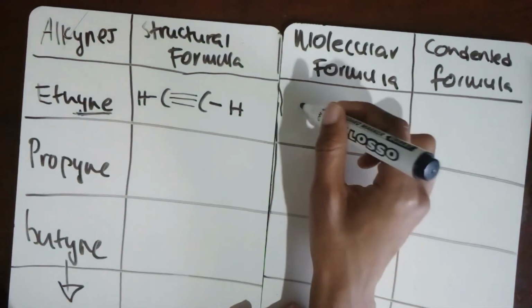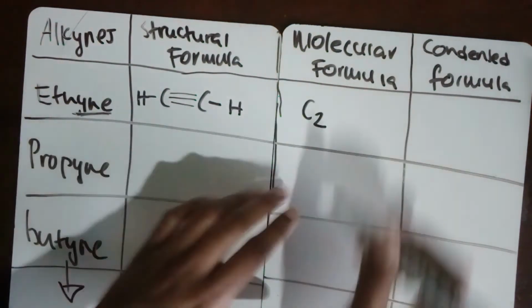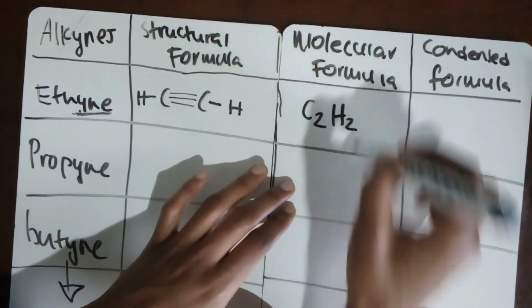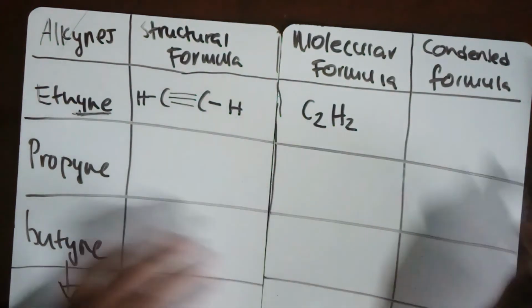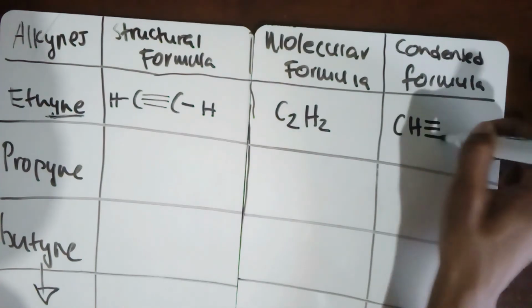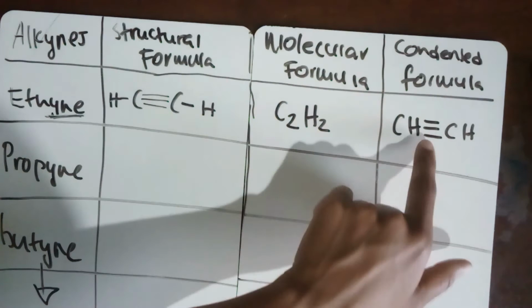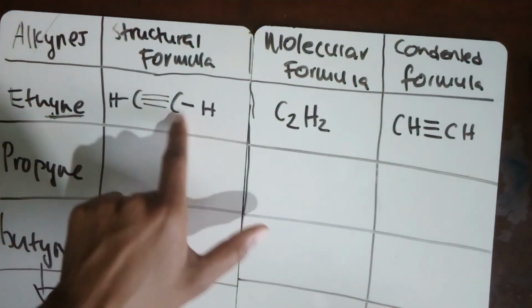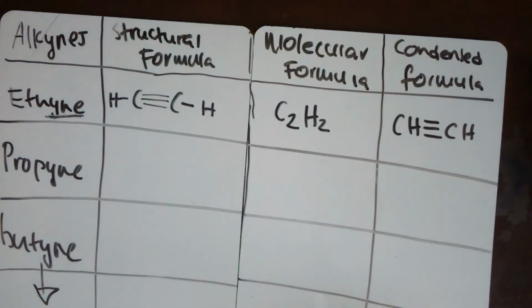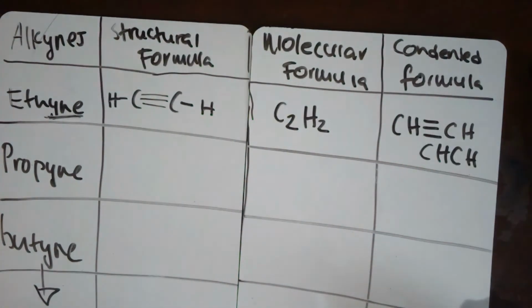The molecular formula: how many carbons do we have? We have 2. And how many hydrogens do we have? We also have 2, right? Then the condensed formula is just going to be CH, the triple bond, CH. So it's the C with a hydrogen, the triple bond between them, as well as the C with this hydrogen over there, right? Somebody might just write it as CH, CH.